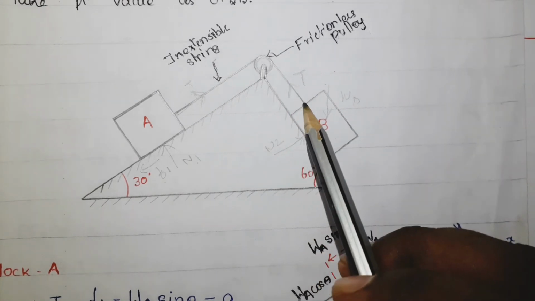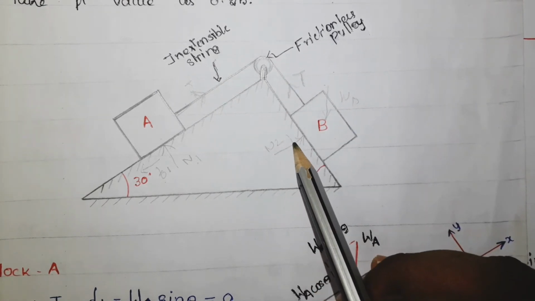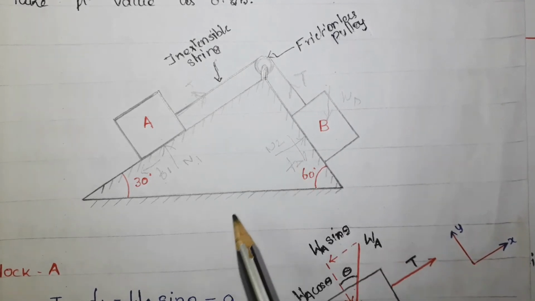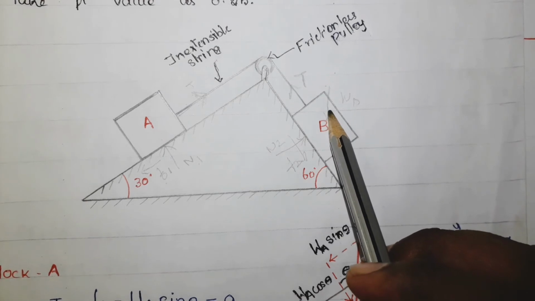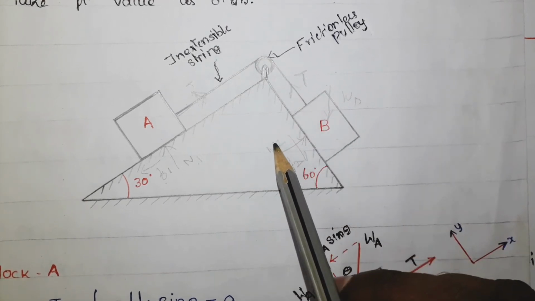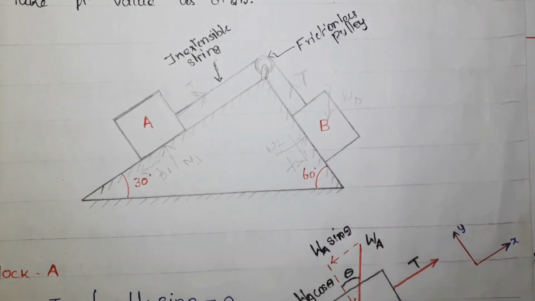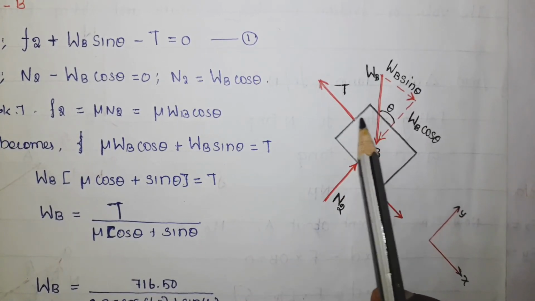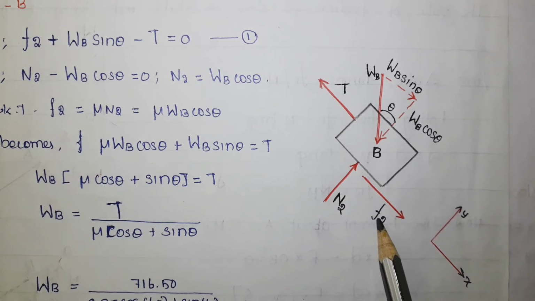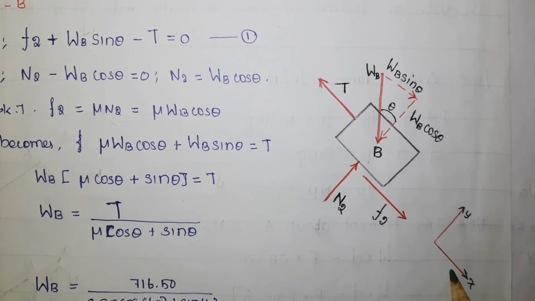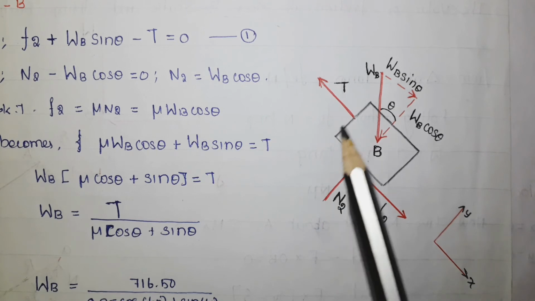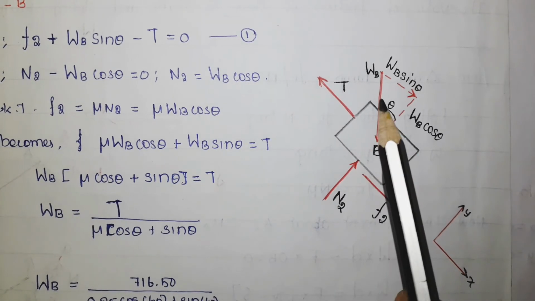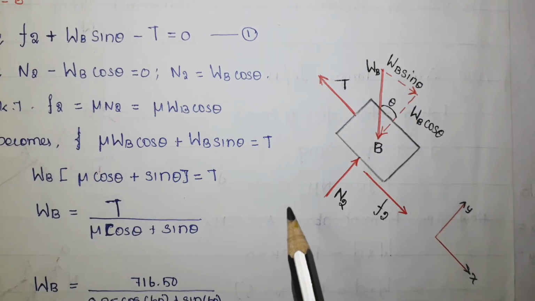Since the tension is acting in this direction, the friction force will always be opposite to that one. So this is the direction of friction force F2. If you see the forces: weight of the block, tension, normal reaction, and then friction. So this is the free body diagram. This is the axis position. Among these four, this is the only force which is neither parallel to the x-axis nor parallel to the y-axis, so it has to be resolved.